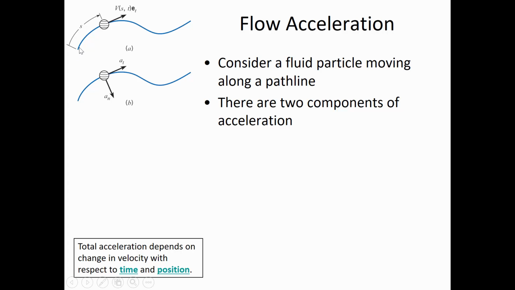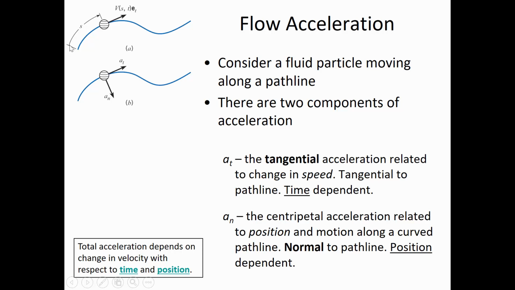Okay, so a particle that's going along a path line that may be curved is going to experience two components of acceleration. One component of acceleration is tangential, and that is related to its change in speed. Remember that velocity has two components: it has a magnitude and a direction. And so when you change the magnitude of velocity, then there would be a time-dependent tangential acceleration.